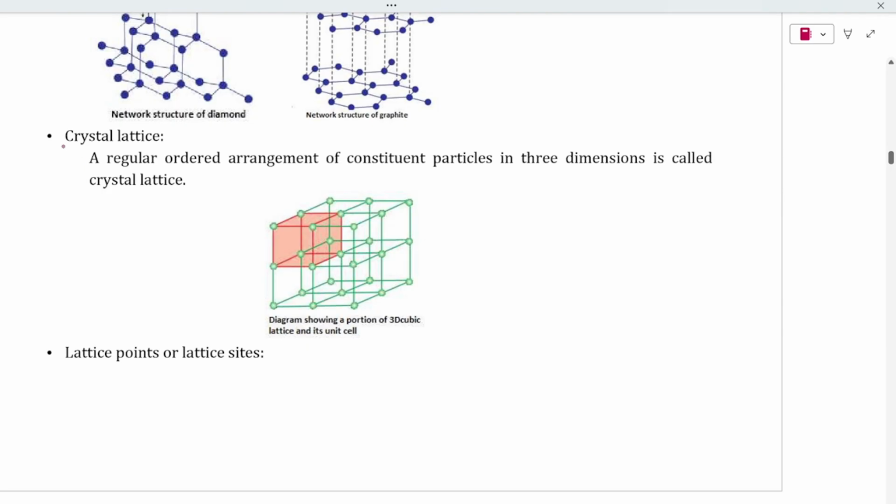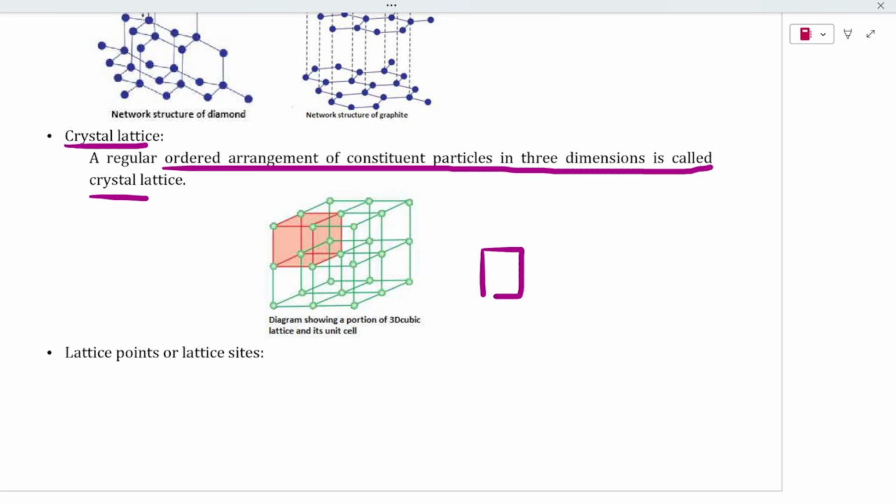Next is crystal lattice. This is one of the most important concepts that you have to understand here. It is a regular ordered arrangement of constituent particles in 3 dimensions. If you consider a cube, it is 3D. This is called 3D. So those regular ordered arrangements are called crystal lattice.